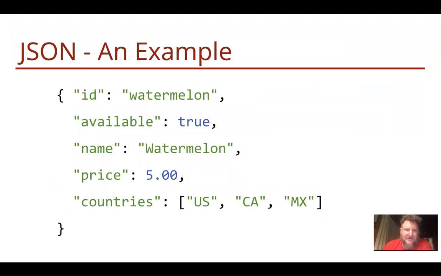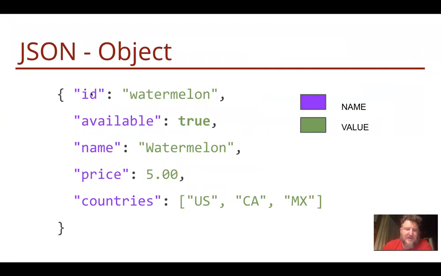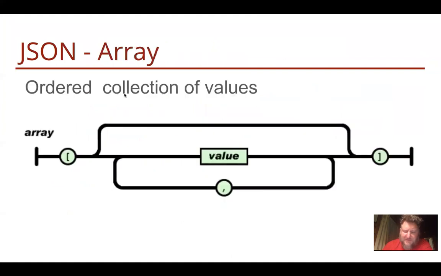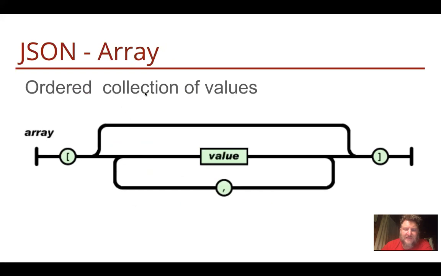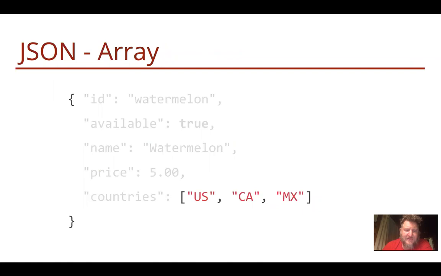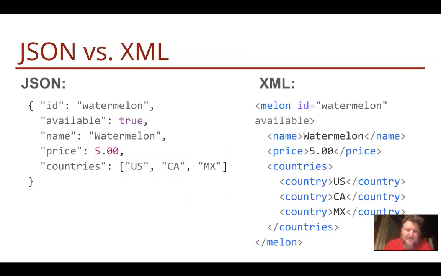So let's just look at some of the ways in which JSON can be structured. I'm not going to go over too much what these mean. You can have an unordered collection of name value pairs, that is to say, just a key and a value, which would be here: key, value, key, value, key, value, etc. You can have an ordered collection of values, like an array, which we have here. So US, California, Mexico. You can also have Booleans, strings, objects, or an array. So those are familiar again.